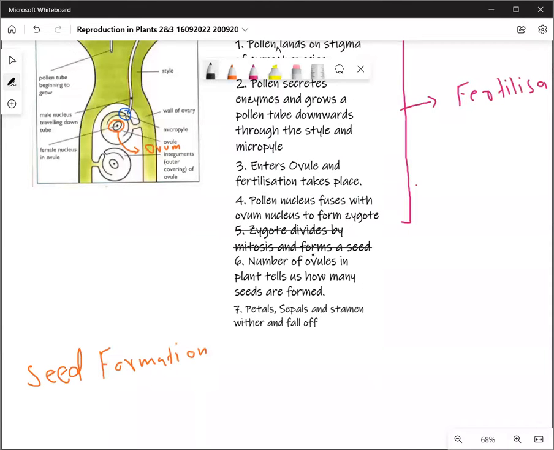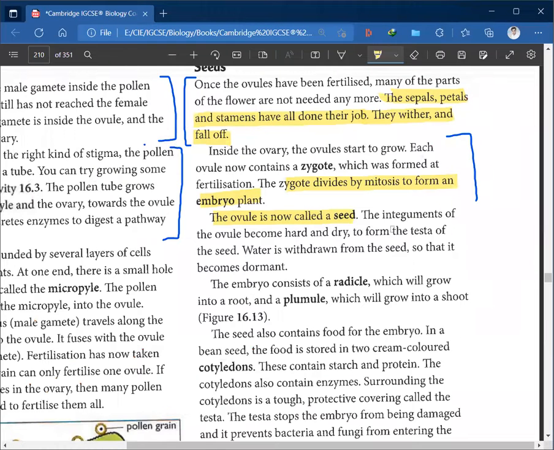Okay. Remove number 5. We'll rewrite the seed formation. Okay. Continue from here, Manvi. The ovule is now called a seed. The integuments of the ovule become hard and dry to form the testa of the seed. Water is withdrawn from the seed so that it becomes dormant.